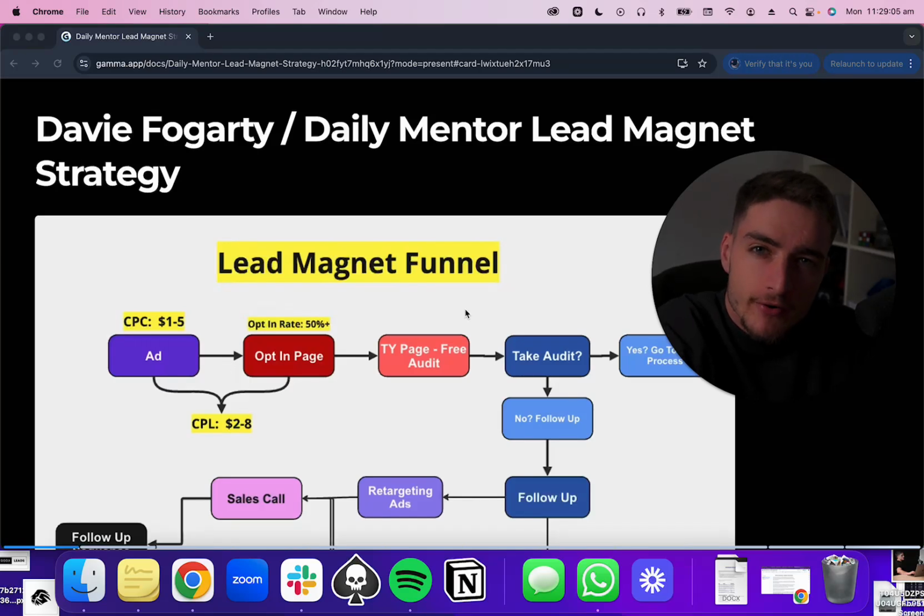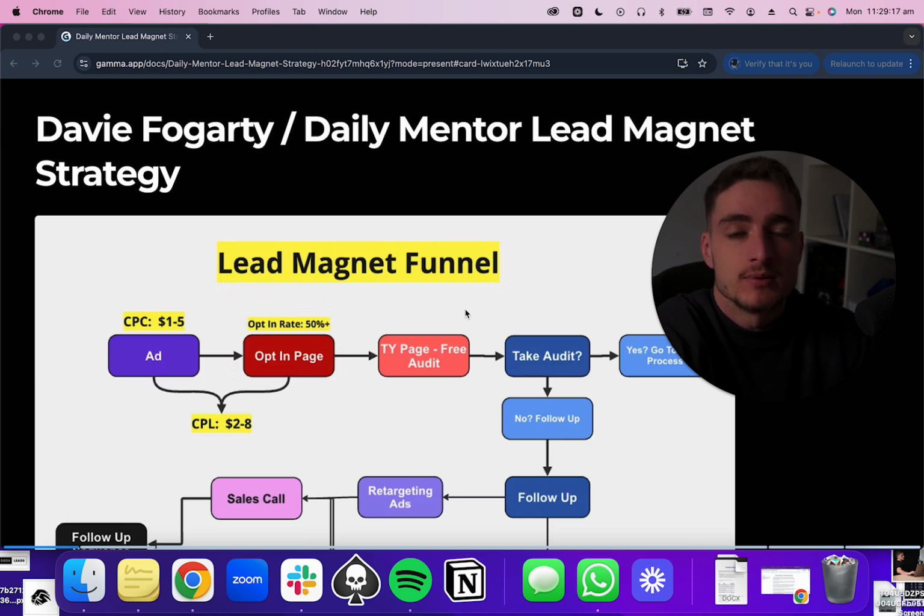What's good, everyone? Today we are going to be making a lead magnet funnel strategy for Davie Fogarty and the Daily Mentor. The reason that I wanted to do this was because he obviously has a big coaching program for e-commerce brands, and I think this will apply to a lot of you, whether you're a coach, agency, info product. It doesn't really matter what you sell.